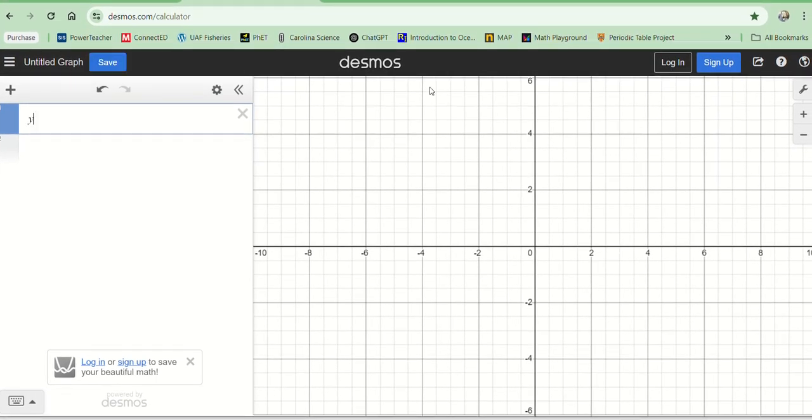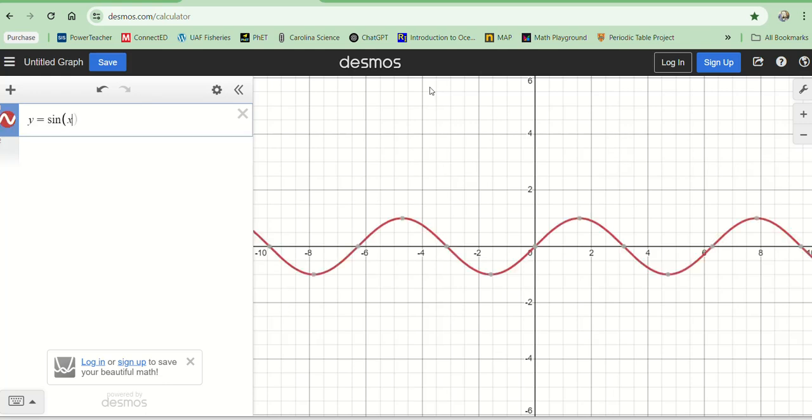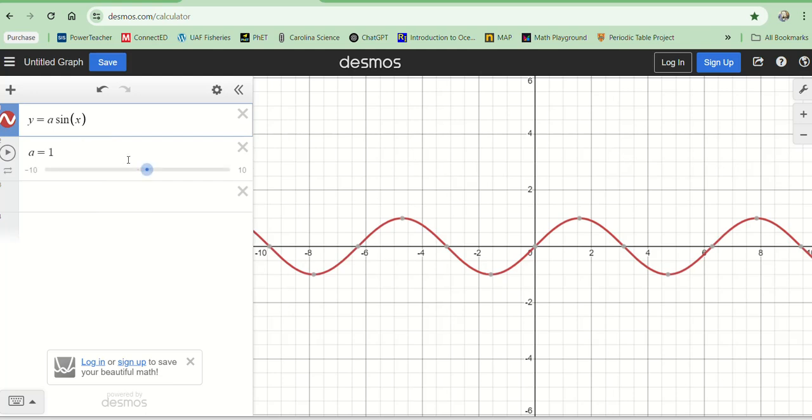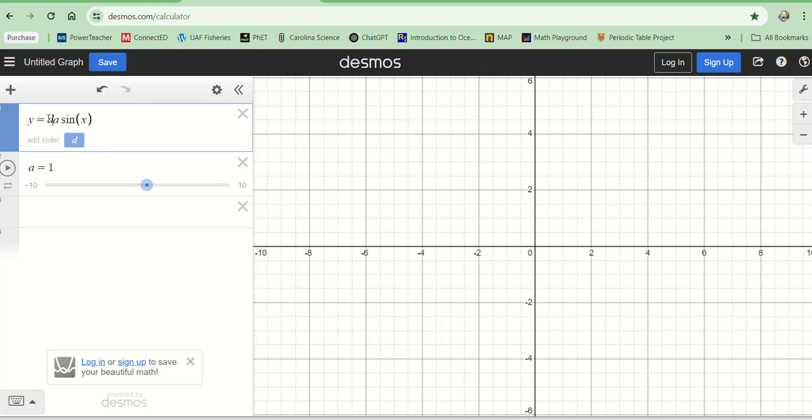So check it out. I'm going to put in our function. So here's sine, and it wants me to use x. I will use x here. There's a graph of sine. Now, if I put an a here, it's going to ask me, would you like to make this a slider? Do you guys know what it's asking me to do? So you can change it back. Yeah, so check it out. I'm sliding it.